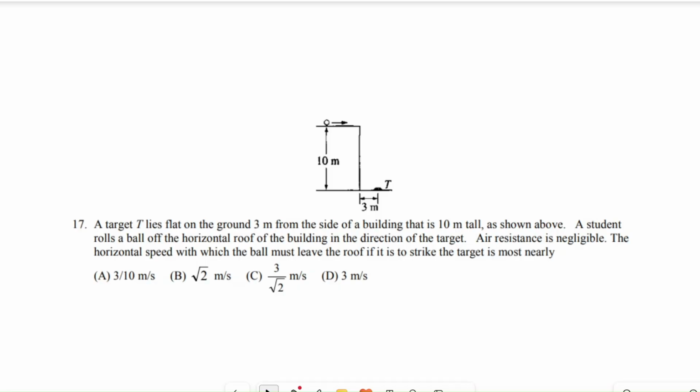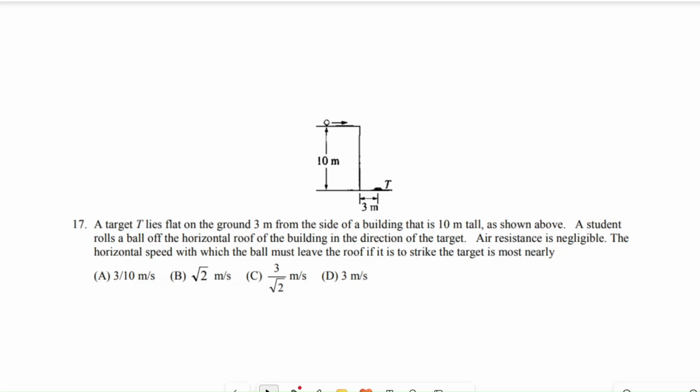So with that being said, today is a kinematics problem. Let's go on with the question. It says the target T lies flat on the ground 3 meters from the side of a building that is 10 meters tall, as shown above. A student rolls a ball off the horizontal roof of the building in the direction of the target. Air resistance is negligible. The horizontal speed with which the ball must leave the roof if it is to strike the target is most nearly, and we have our answer choices.